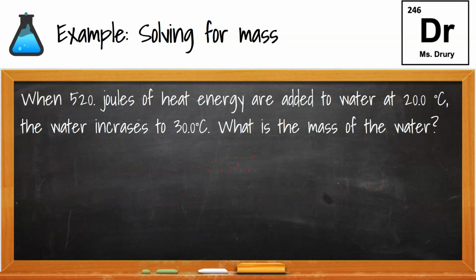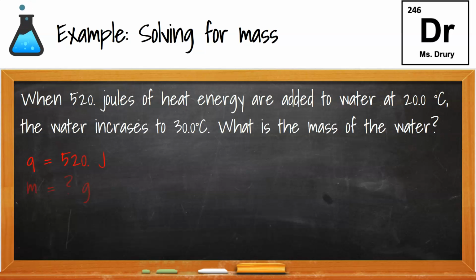What we're going to do now is go through a couple of other examples. So instead of calculating for joules, we're going to be calculating for either mass, C, or delta T. So I just want to show you one of each. So if 520 joules of heat is added to water at 20 degrees and it went to 30 degrees, what's the mass of the water that you were heating?